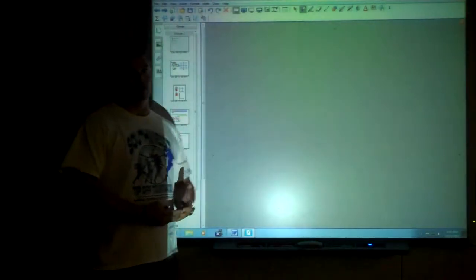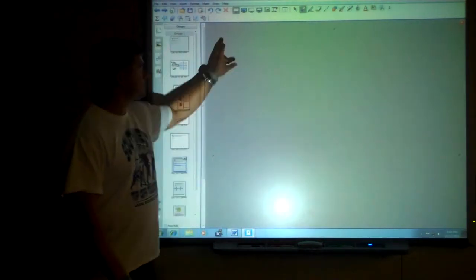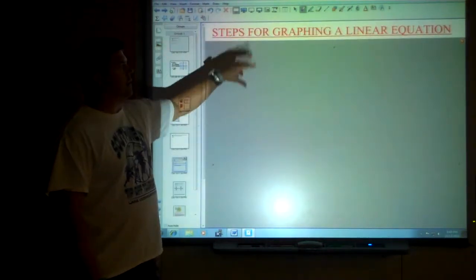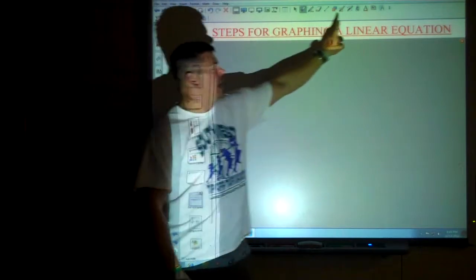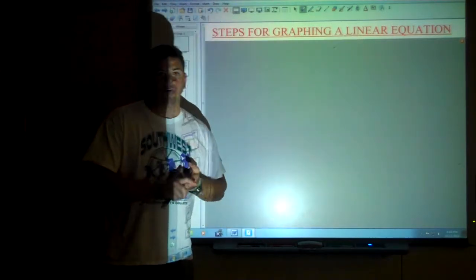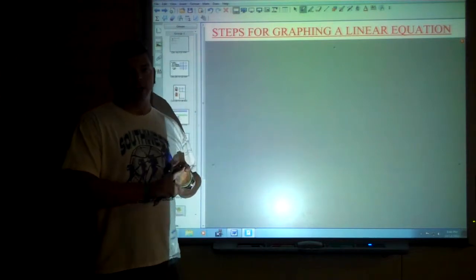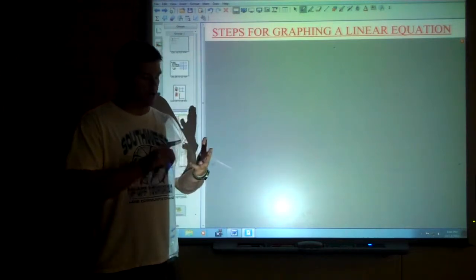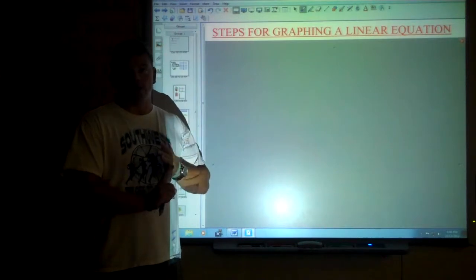So I have some steps for you in order to make sure you graph correctly. These are the steps for graphing a linear equation. Remember, a straight line equation. We talked about linear equations. They can't have any absolute values, variables in the absolute value, no variable in the denominator, no variable in a radical, and no exponents other than 1.